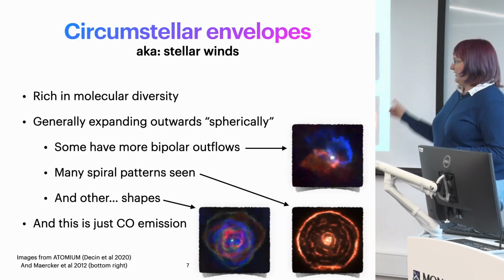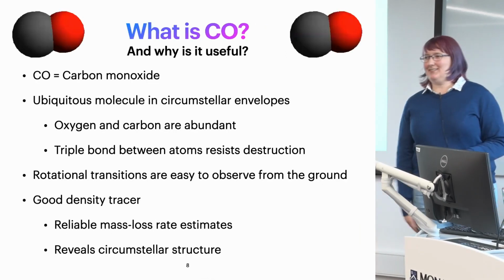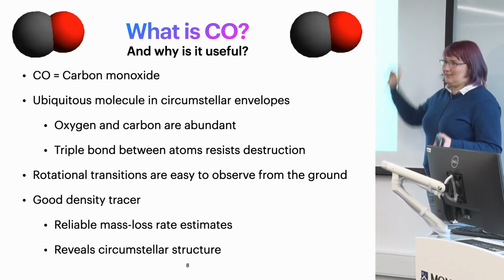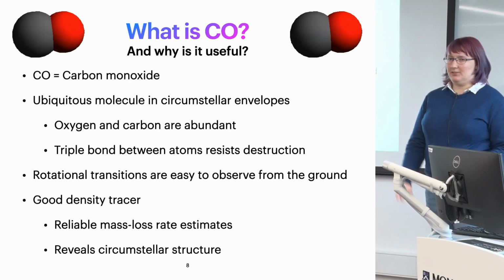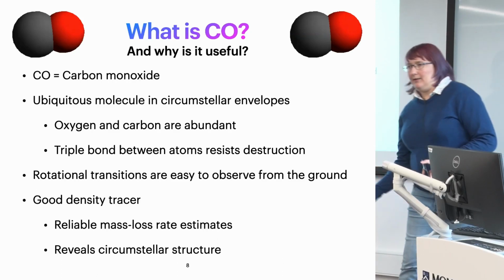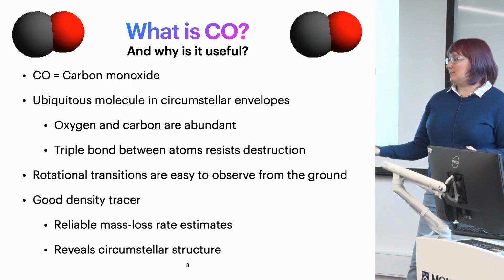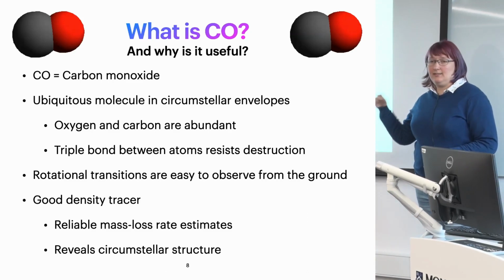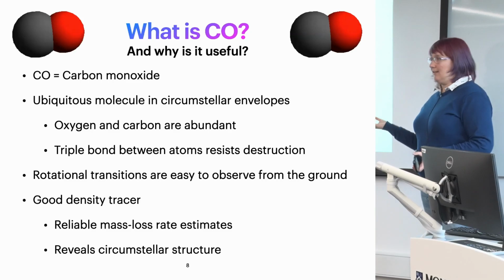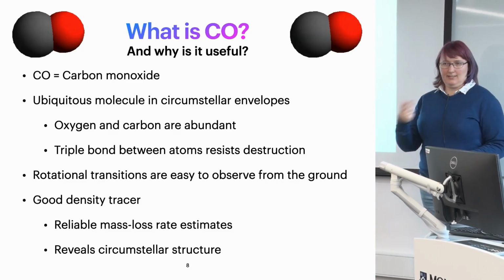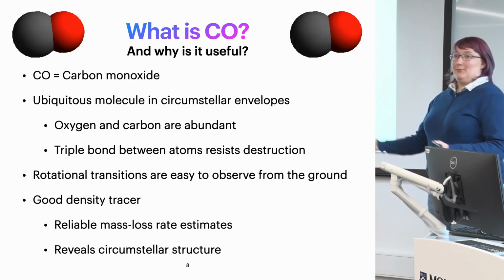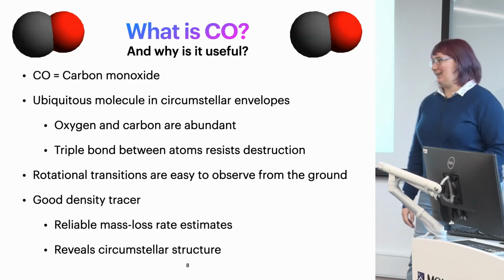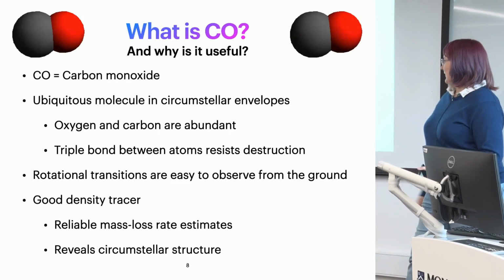I've said this is CO emission, so what is CO? It stands for carbon monoxide. It is carbon and oxygen stuck together. It's a triple bond, it's very strong. Carbon and oxygen are very abundant elements, so CO is quite ubiquitous. It's the second most common molecule in the circumstellar envelopes of AGB stars, the most common being hydrogen, as in H2. Hydrogen is super annoying to observe, so CO is really easy to observe, making it quite useful for studying.